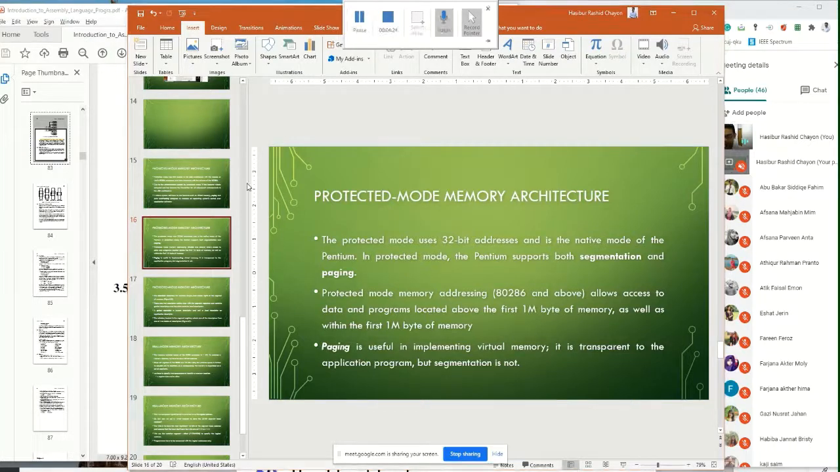We are discussing protected mode, and I told you before that, unlike the previous one, it is using 32-bit addresses. Okay, and as I said, most of the Pentium processors, or the x86 family, are using this one. And another important thing is that it also supports segmentation, which is very important.